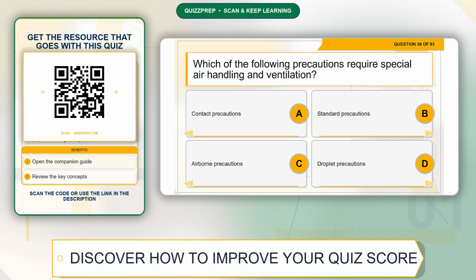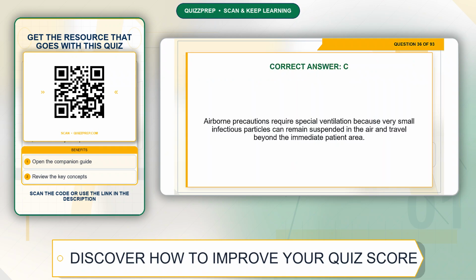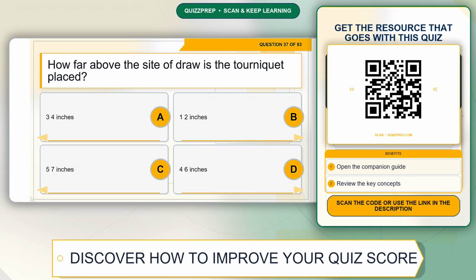Question 36. Which of the following precautions require special air handling and ventilation? Option A, contact precautions. Option B, standard precautions. Option C, airborne precautions. Option D, droplet precautions. The correct answer is option C, airborne precautions. Explanation. Airborne precautions require special ventilation because very small infectious particles can remain suspended in the air and travel beyond the immediate patient area.